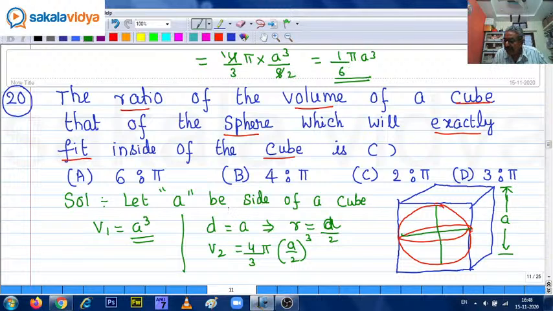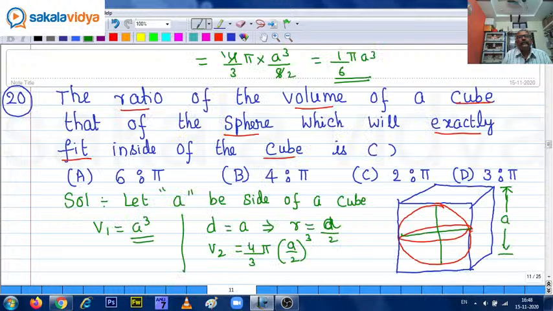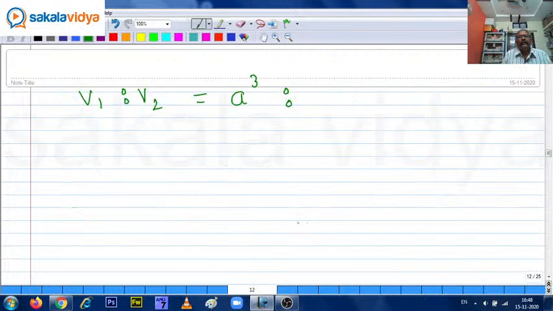So now V1 is to V2. That is a cube is to 1 by 6 pi a cube. The a cube cancels. We have 1 is to pi by 6.